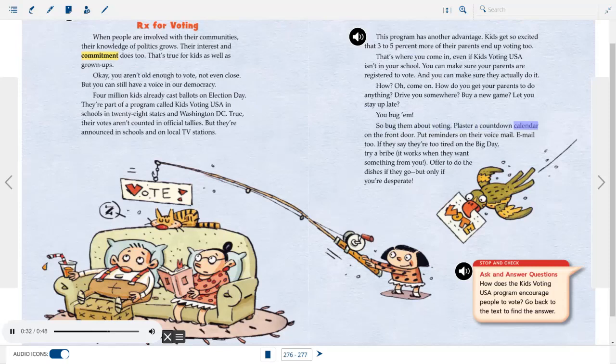Plaster a countdown calendar on the front door. Put reminders on their voicemail. Email too. If they say they're too tired on the big day, try a bribe. It works when they want something from you. Offer to do the dishes if they go, but only if you're desperate.